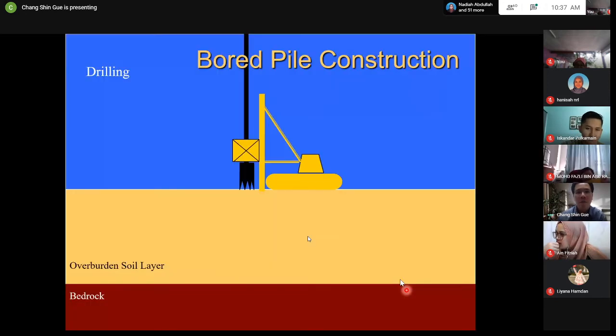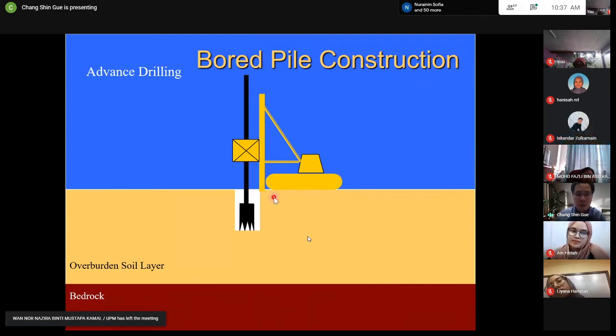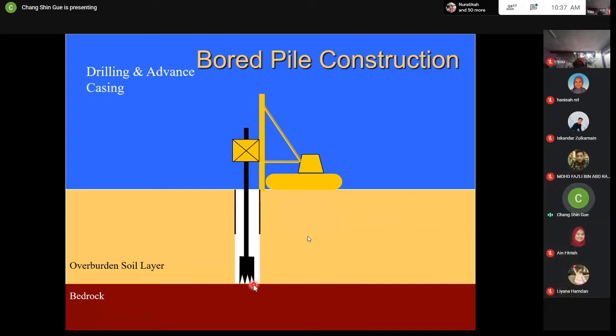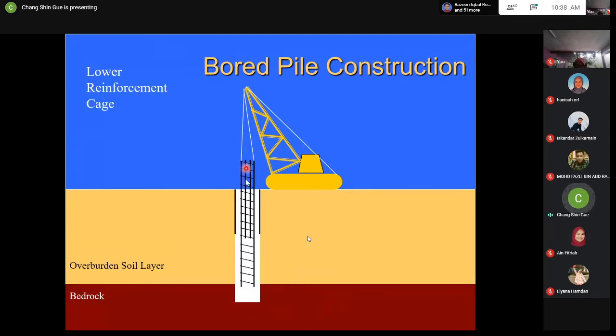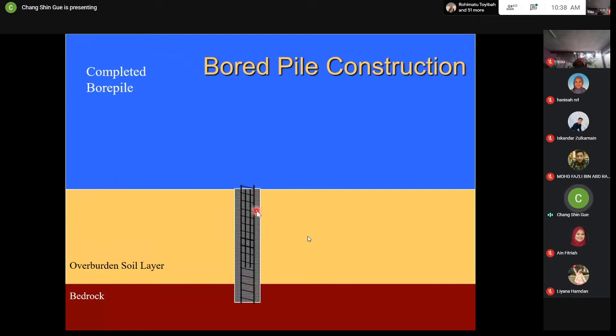So how is it done? For example, you mark out and pinpoint the location for your piles, then the bored pile machine will be in position for drilling, and then it will start to drill or bore into the soil. If your design needs a rock socket, then you have to change the drilling bits to rock coring tubes to core into the rock. Once you achieve the depth that you require, you will then move in the reinforcement cage of the bored pile, and then you start to cast the pile using a tremie pipe. You cast from below all the way to the top, and that's a completed bored pile.